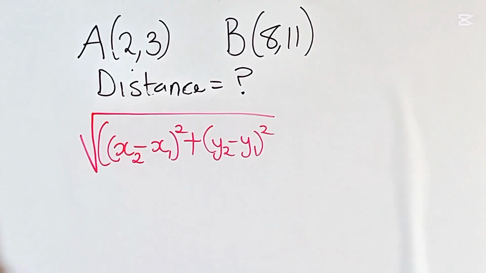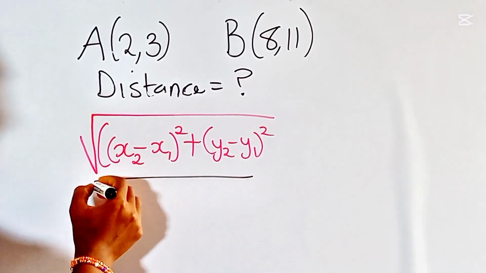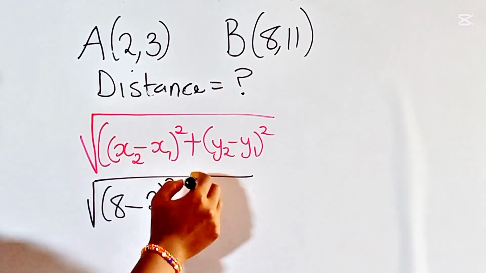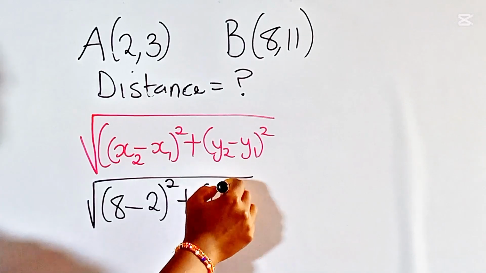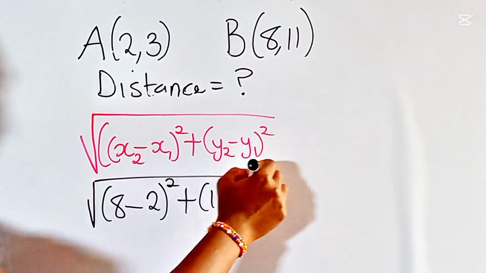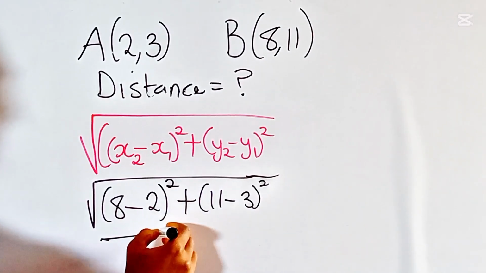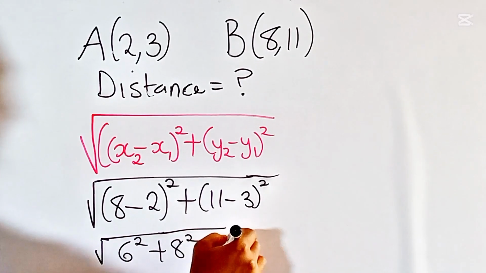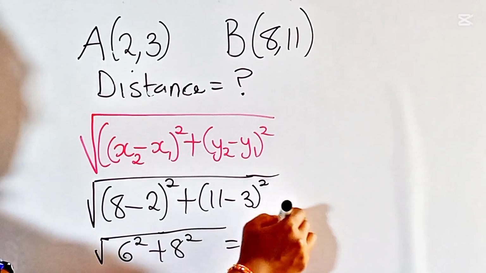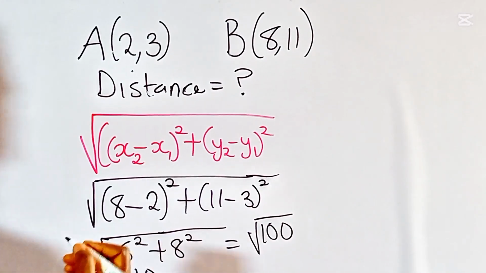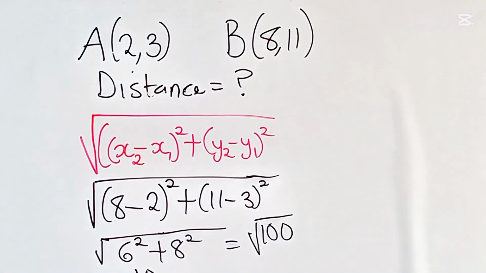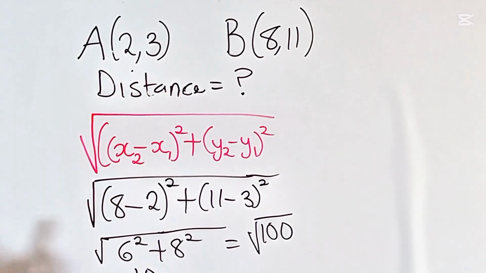From the question, x2 is 8, so we have the square root of (8 minus 2) squared, then plus y2, which is 11, minus 3, squared. This is going to give us the square root of 6 squared plus 8 squared. And this is equal to the square root of 100, which gives us 10. Same answer, right? So now we have seen it as a triangle. We have also seen it as a formula. But there's another way to think about this.